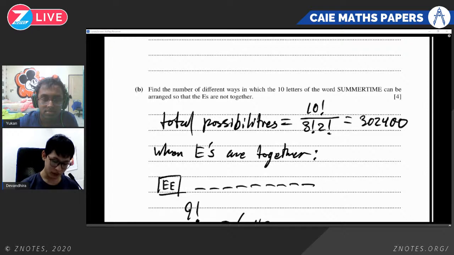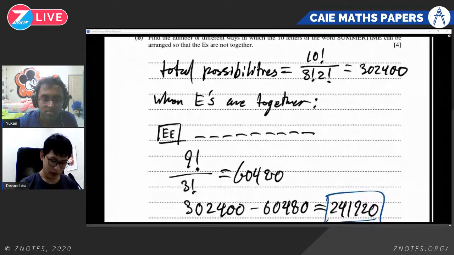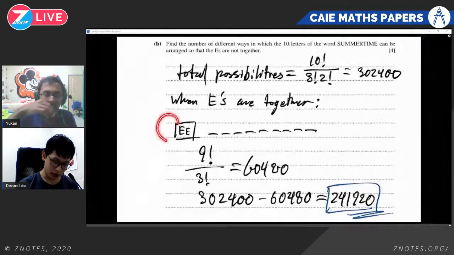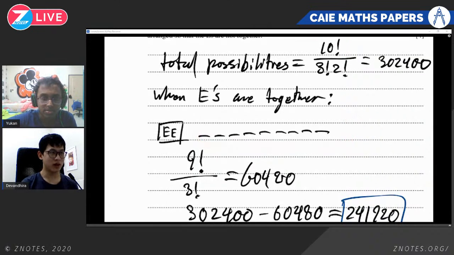302400. Now we have to find when the E's are together. So right here, I've put the 2 E's in one box. And there are 9 slots here. Why 9 slots instead of 10? Because you group the 2 E's together into one slot. Exactly. So instead of having 10 slots, we have 9 slots, right?